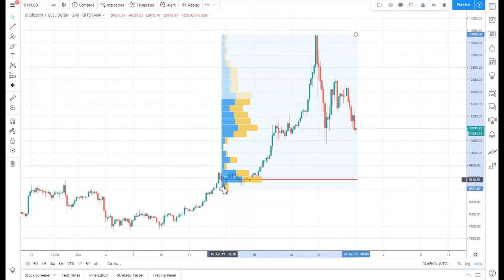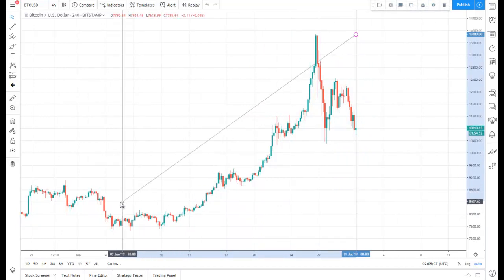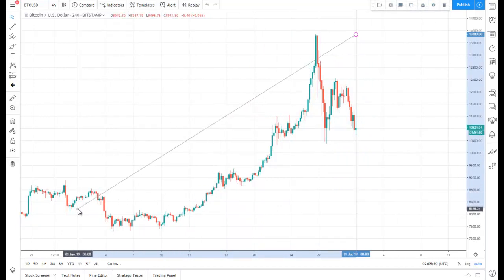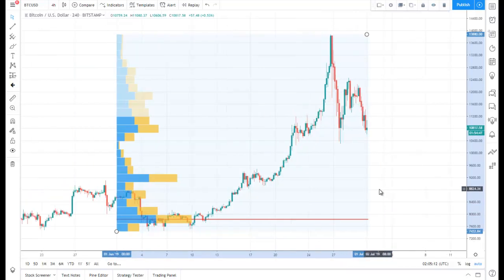Alright, so we're going to start by analyzing the entire month worth of volume. Alright, during June 2019, the most volume was traded right here at the 7804 level. The 7804 level is the point of control. The point of control is the exact level where the most volume has been traded, in this case in the last month, because we are looking at the volume profile of the last month.